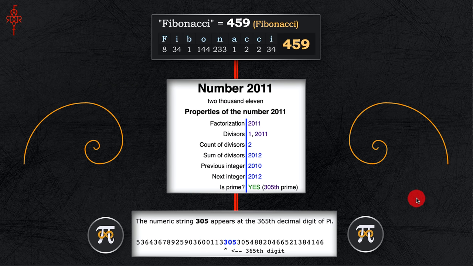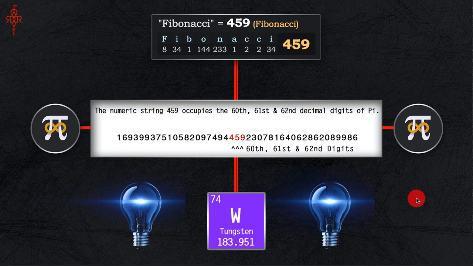But then we go into numberempire.com and we tag that in there. The 2011 is not just any number, it's the freaking 305th prime number. And then going right back into the string of pi, the 305 appears at the 365th decimal. There's a solar lunar year on the Gregorian calendar, 365, tied. So you can clearly see that the 365 days of the year are part of the golden ratio, part of the Fibonacci sequence, mathematically precise, and these numbers support what I'm saying here.